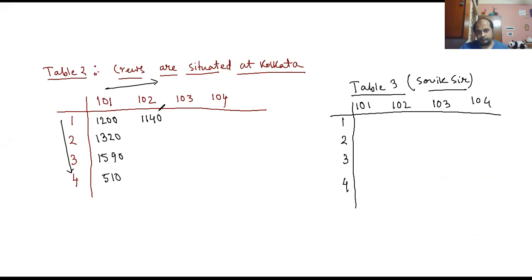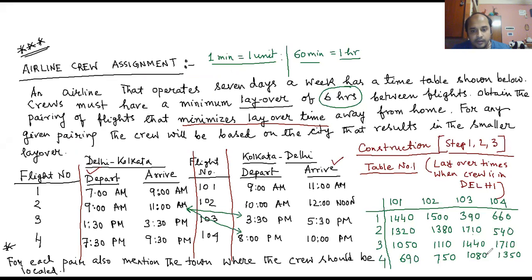Sir, the time table, in the previous slide. Okay. Because previously you were filling up the rows, now you are going to fill up the columns. 101 to 1234, 102 to 1234, 103 to 1234, 104 to 1234, like this. Previously it was 1. Sir, 1380. Okay.